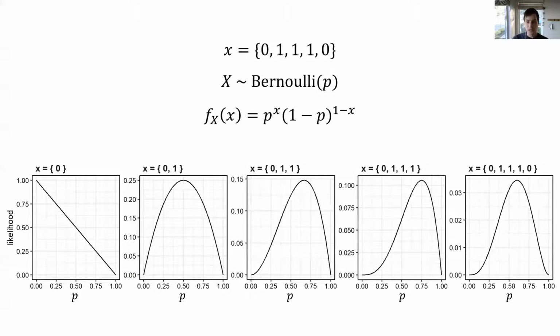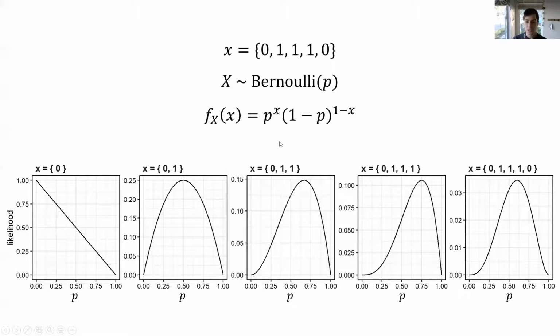Now let's see what it looks like with all of the data. As you can see, the y-axis scale does get smaller as we add more data. And the peak of the likelihood function is always at the average of our data points, which is 0.6 for all 5 data points. The last thing I want you to notice though, is that the curvature around the peak gets steeper and steeper with more data.